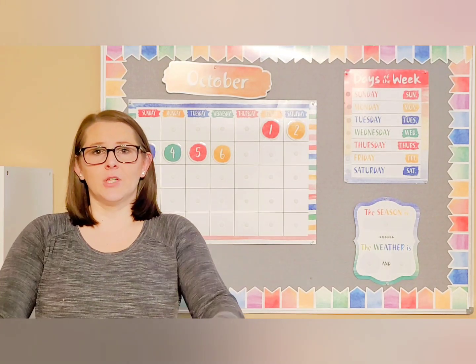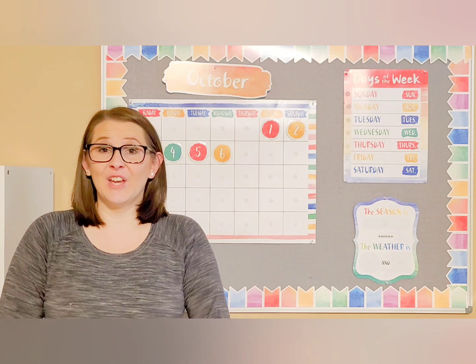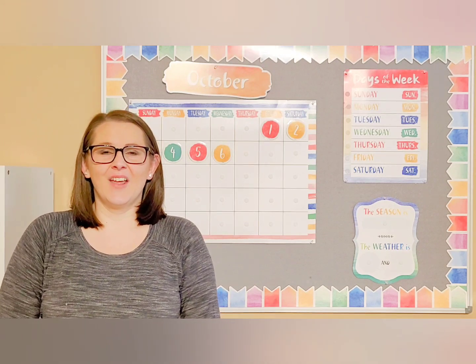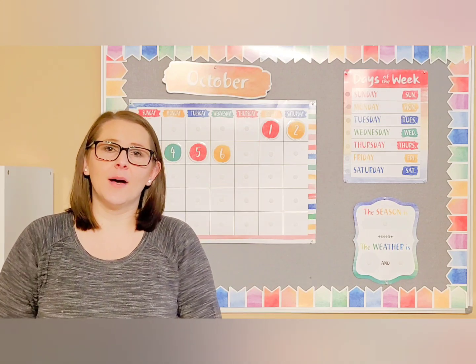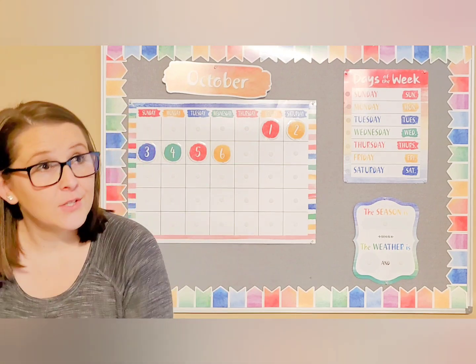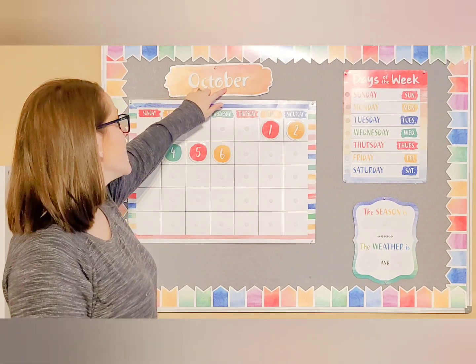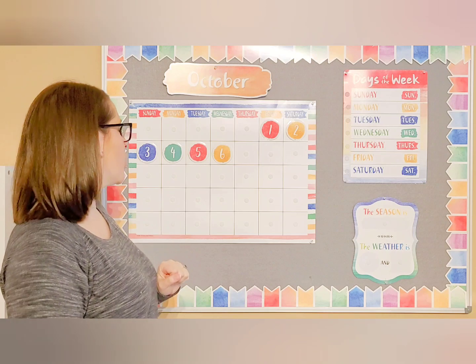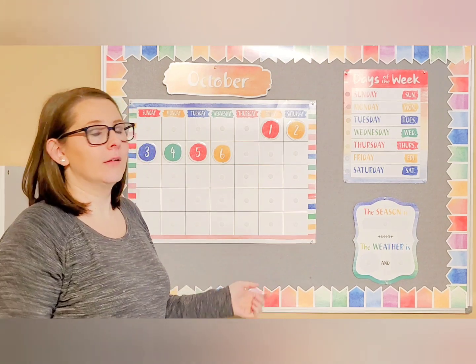Clap your hands. January, February, March, and April, May, June, July, and August, September, October, November, and December. These are the months of the year. So we are in October, which is O-C-T-O-B-E-R, October.